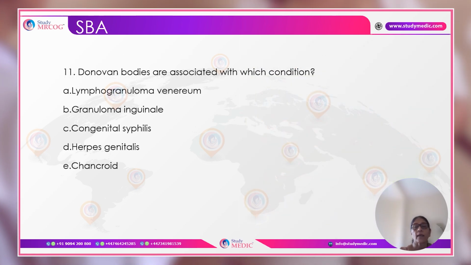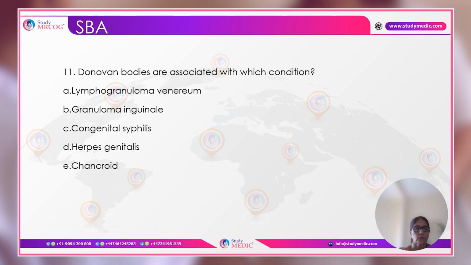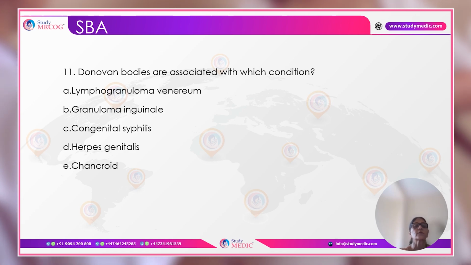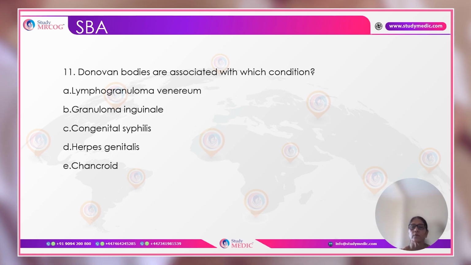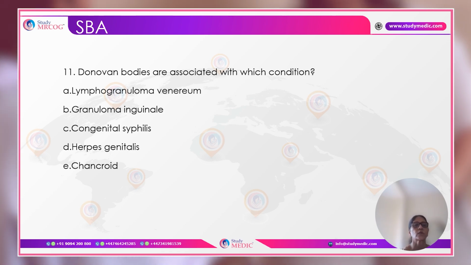Sometimes you can get direct one-liners. So Donovan bodies are associated with which condition? Is it lymphogranuloma venereum, granuloma inguinale, congenital syphilis, herpes genitalis or chancroid? Congenital syphilis is ruled out because we know it is caused by Treponema, and Treponema doesn't show Donovan bodies. In herpes also, no Donovan bodies are seen. In lymphogranuloma venereum, inclusion bodies are seen, but they are not Donovan. So the confusion usually could be between chancroid or granuloma inguinale.